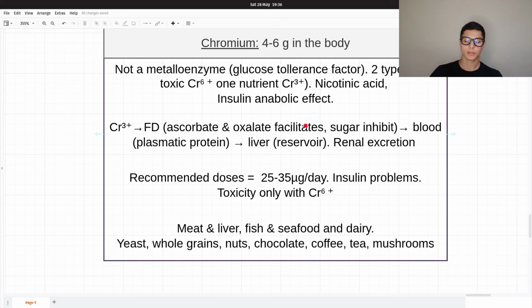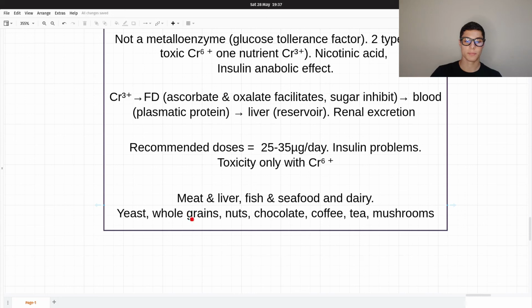Once inside the blood, they are bound to the plasmatic proteins to travel through the bloodstream, and then in the liver they are stored as a reservoir. And the excretion is through the urine, renal excretion. Recommended doses 25 to 35 micrograms a day. The deficiency causes insulin problems because of this, and the toxicity can only be found with chromium 6.